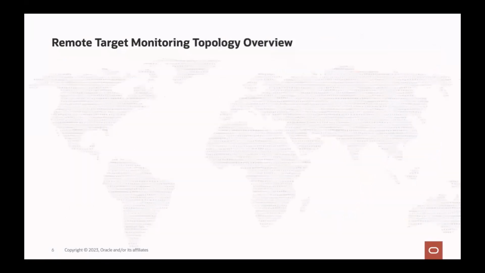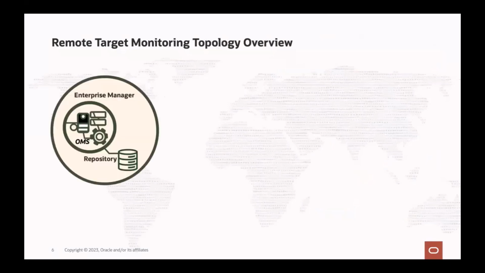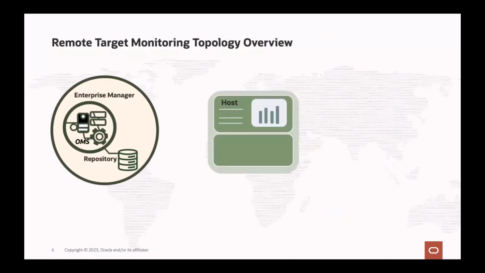Let's delve into the topology of remote target monitoring using the next-gen agent. We will explore the steps involved in deploying the next-gen agent on a remote host and how it enables us to monitor and manage targets effectively. To begin with, imagine we have our Enterprise Manager already deployed. We now have a new remote host that we want to provision for the next-gen agent. The host is equipped with all the resources for optimal performance and efficiency.